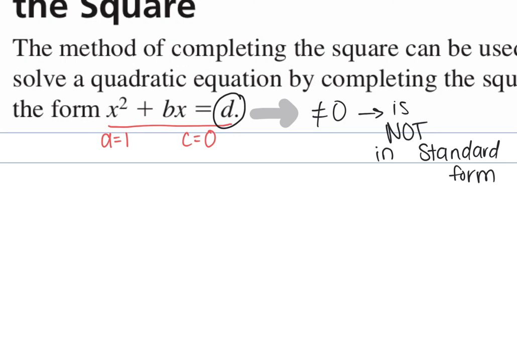Now, could we change this into standard form? Yes. What would we do? Subtract d from both sides. Are we going to change this into standard form? No. Not for completing the square. Okay? So let's check it out and see some examples.